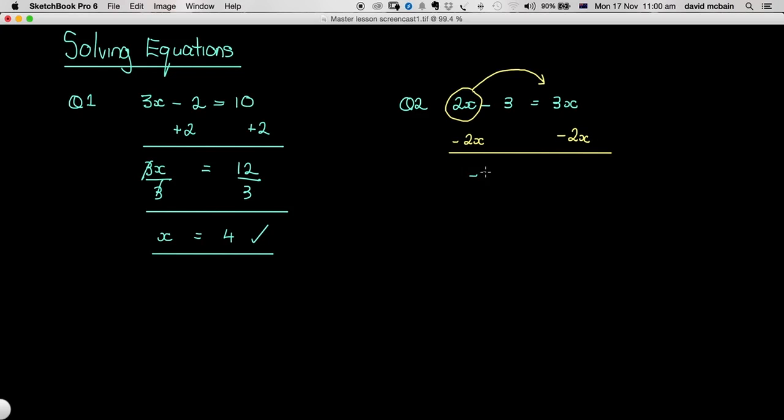So on the left-hand side, the 2x minus 2x equals 0, leaving us with just minus 3, and that equals 3x minus 2x, which is x. And guess what? There's our answer. X equals negative 3.